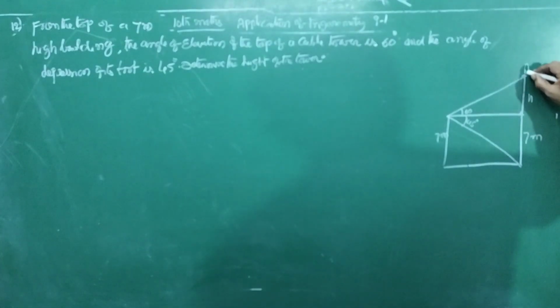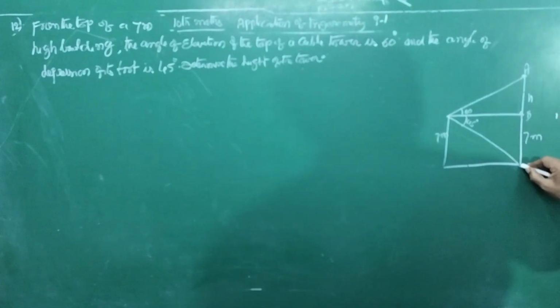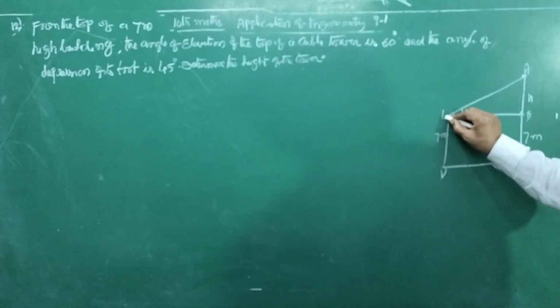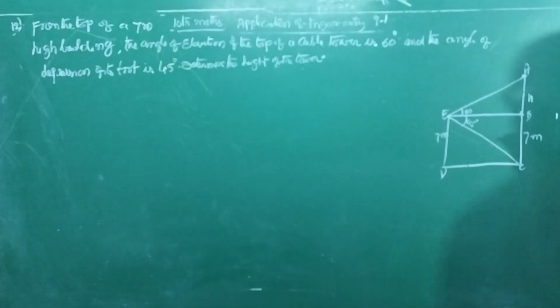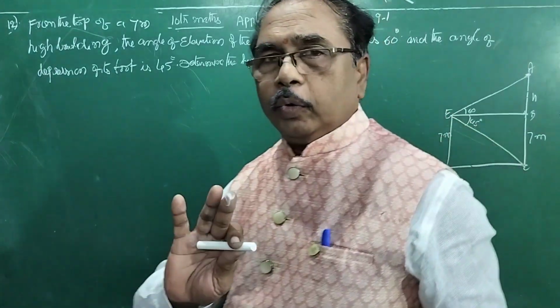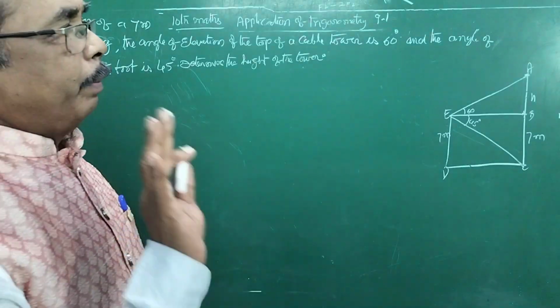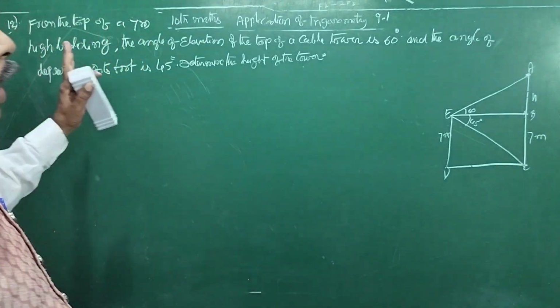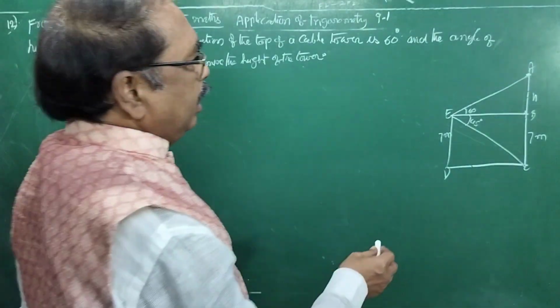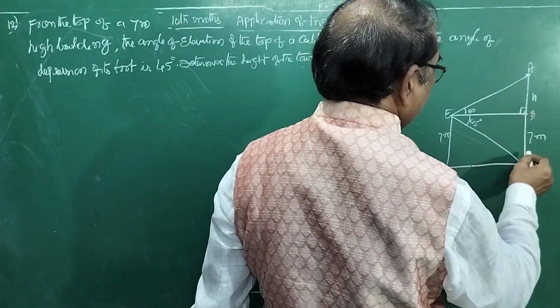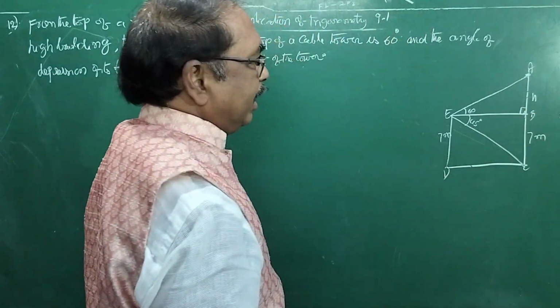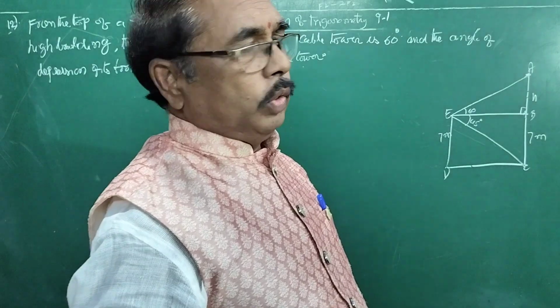Let us name them A, B, C, D, E. That is the diagram we have to draw. We drew it perfectly. Now we have to describe it. It is a 90 degrees angle. Here also it is a 90 degrees angle.